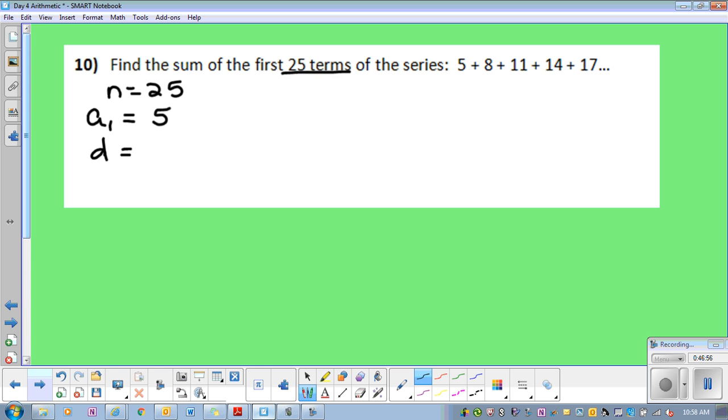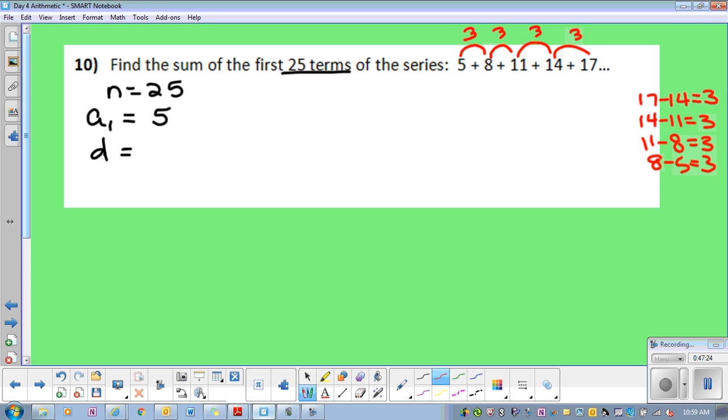Is it 8? Let's see, start from the back. What is 17 minus 14? 3. What is 14 minus 11? 3. It looks like it's going to be 3. 11 minus 8, 3. And then 8 minus 5, 3. So I can confidently say that d is 3. As long as you fix it, you know what I mean? Just double check and make sure.